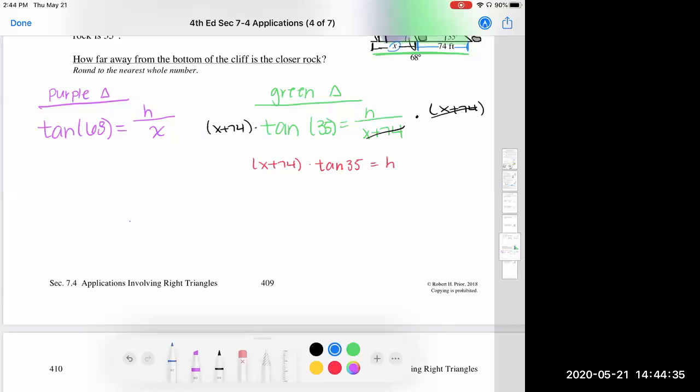Let's do the same thing to the other side. Let's multiply by X to get it out of the way. And we're left with X times tangent of 68 is equal to H. All right, we have our equations equal to the same thing. Can you take a guess at why we're doing this? Our goal is to set them equal to each other.